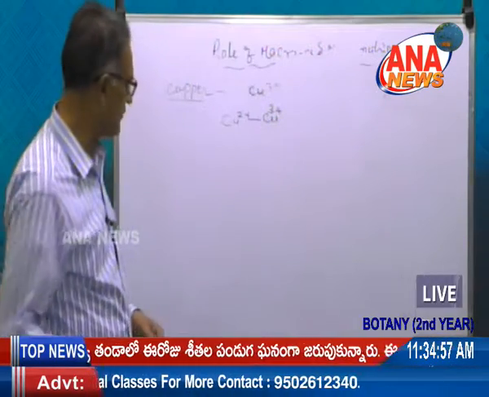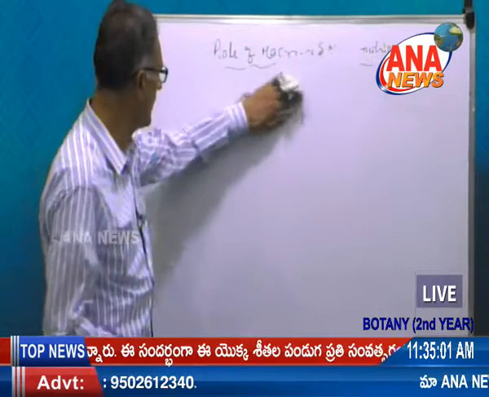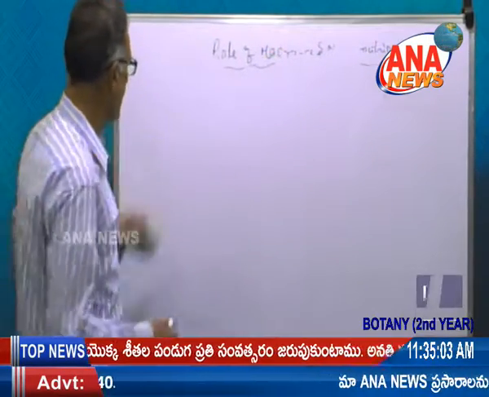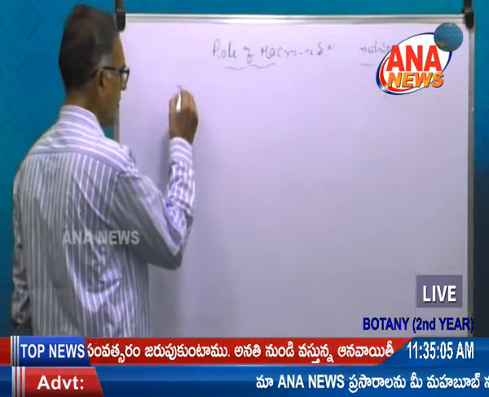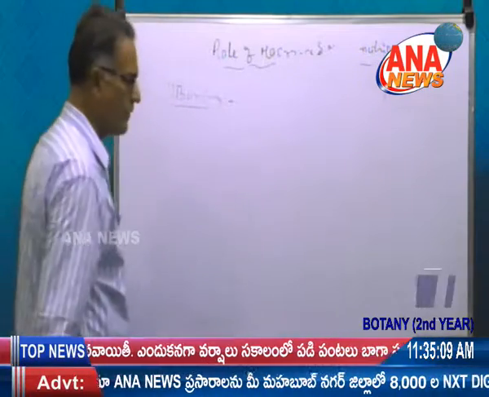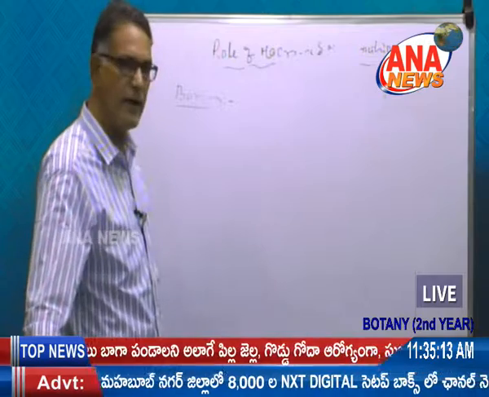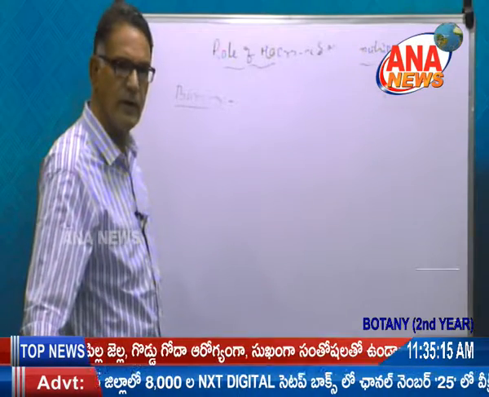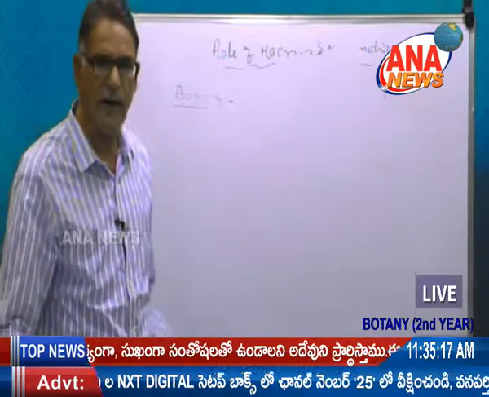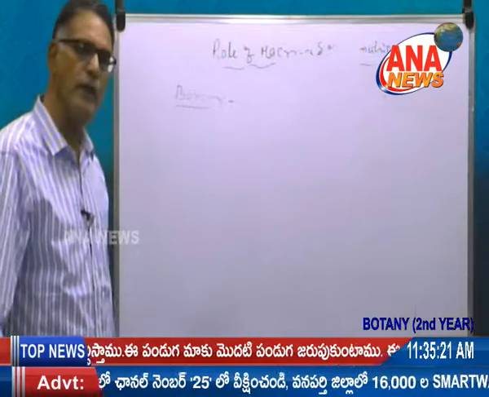Okay. Next, boron, which is obtained from the soil. It is absorbed in the form of borate or diborate ions.